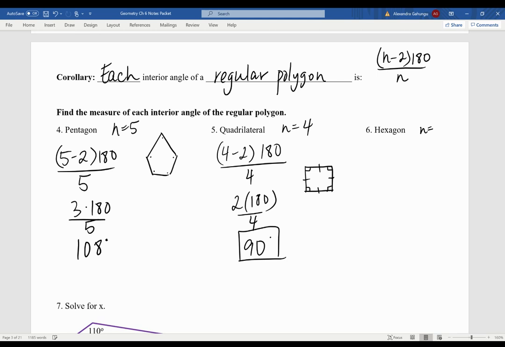Hexagon, we need to know what number of sides there are. We've got 6. So (6 minus 2) times 180 divided by the 6 angles that we're going to have. And we'll work our way down and get 120 degrees for each interior angle.